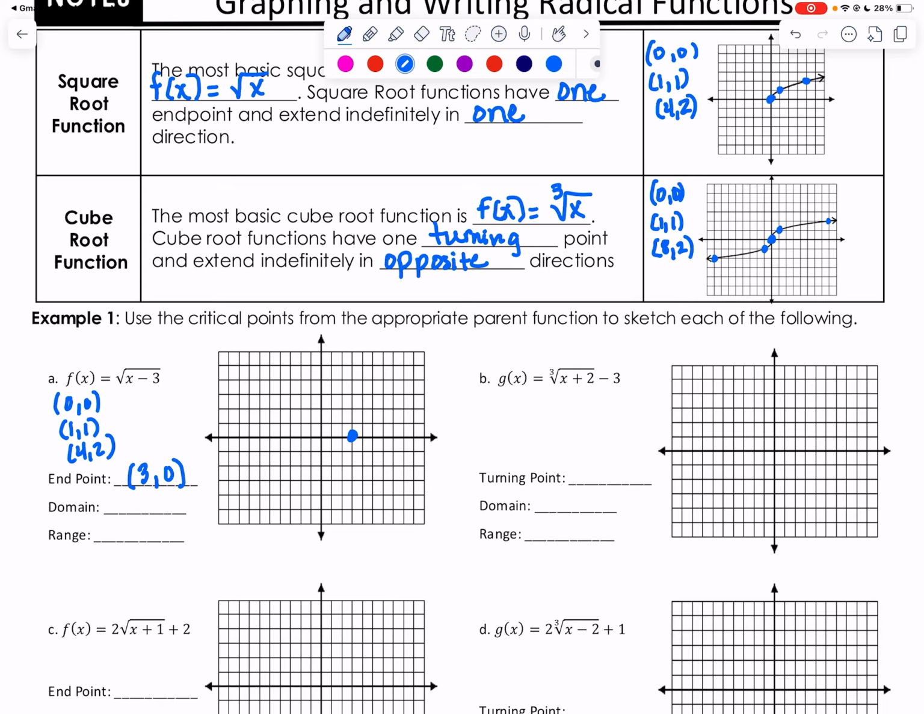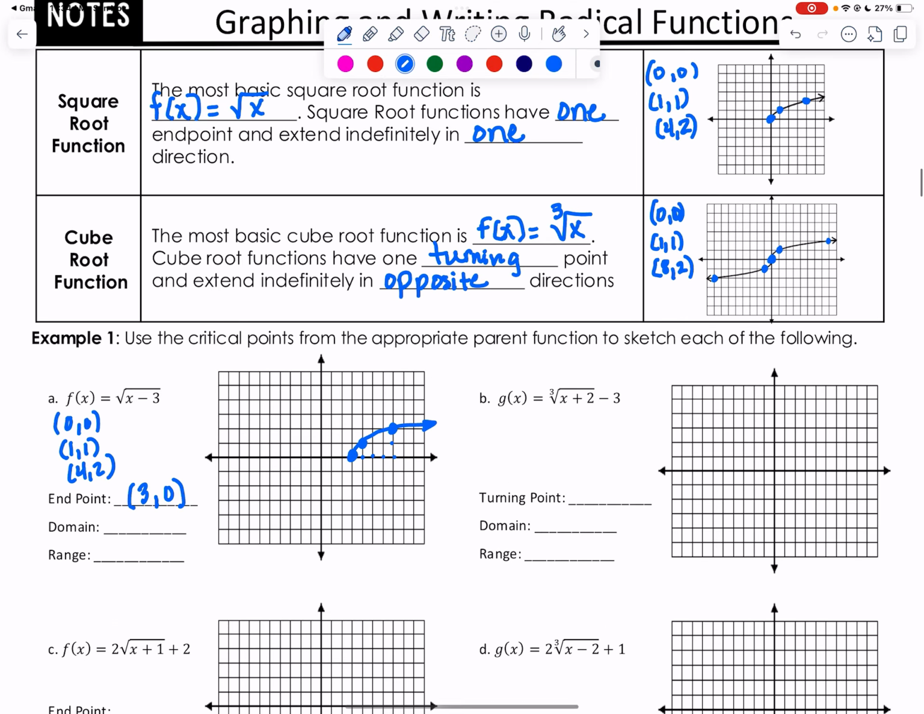Now this becomes like your new 0, 0. So if this is my new 0, 0, then I would also have a point at 1, 1. So go over 1, up 1. And a point at 4, 2. So 1, 2, 3, 4, 1, 2. So here we have the square root of x minus 3, which is just the parent function where each point has been shifted to the right 3 units. So our domain would be 3 to infinity, and our range would be 0 to infinity.